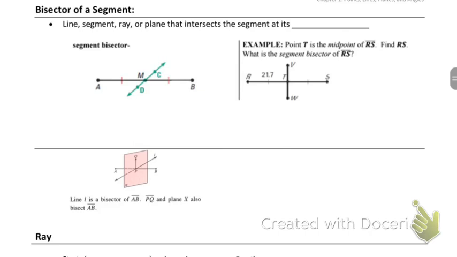All right, bisectors of a segment. Bisectors of segments work just like midpoints. Basically, they're cutting things in half. We're just doing it with a line or a plane or something else rather than just a point. So a bisector of a segment is a line segment, ray, or plane that intersects the segment at its midpoint.